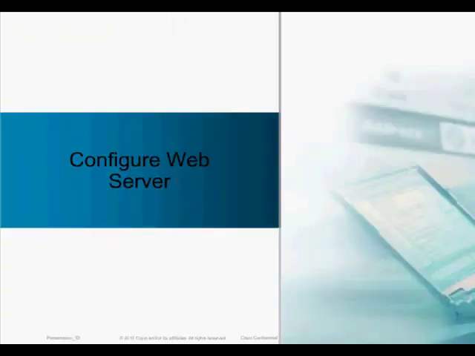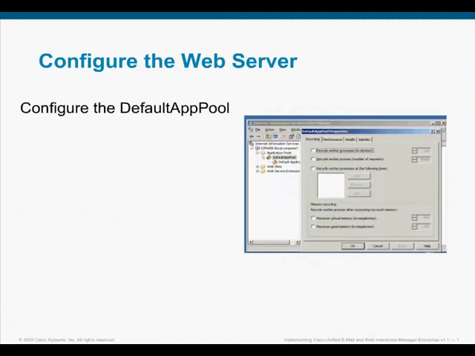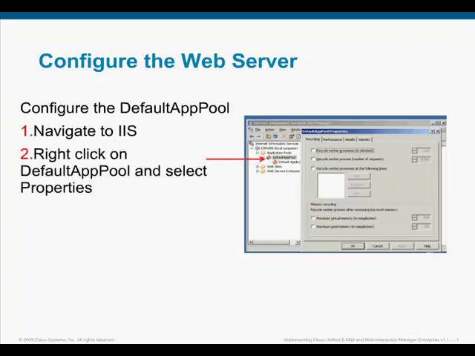Configuring the web server. On each web server, the default app pool needs to be configured. This procedure will help eliminate 503 errors on the web server. From the Start menu, navigate to Administrative Tools, Internet Information Services Manager, or IIS. In the navigation tree, go to Application Pools, Default App Pool, and right-click and select Properties.